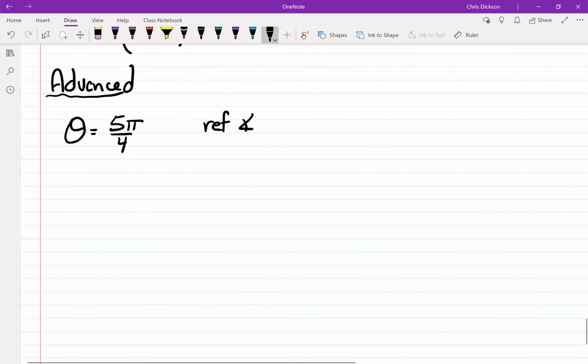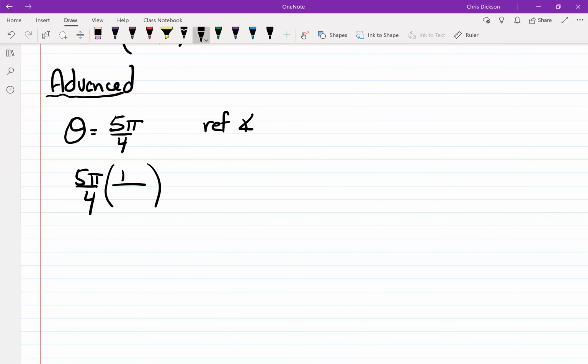Let's convert this. So the first thing I want to do is figure out how big is 5 pi over 4. How big is that value? So I'm going to convert this by timesing it by 180 degrees over pi. We did this question earlier, but the pi's would cancel and 4 would go into 180 45 times. And if we times that together, we get 225 degrees.